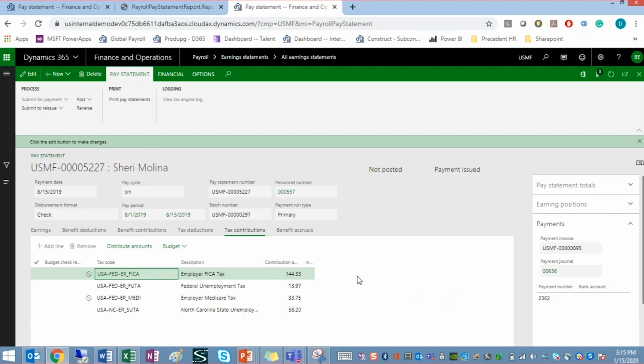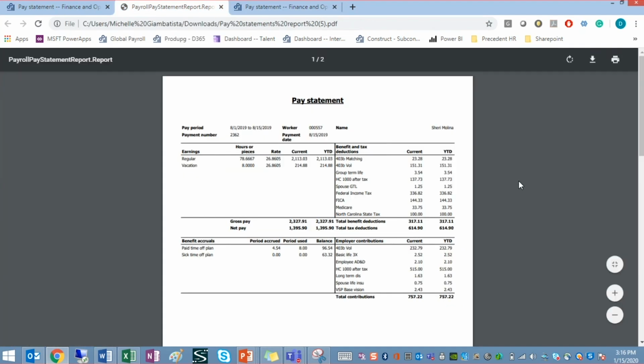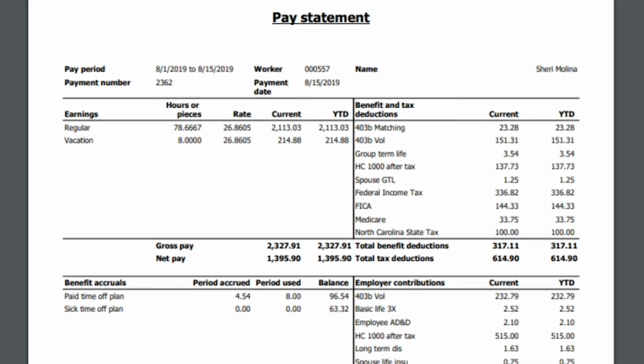This pay statement will also tell you what payment journal number this paycheck is coming out of. And it'll also tell you what payment number or check number, since she got paid via check, is on her pay statement. I did pre-print out her pay stub for you. And as you can see, this is the representative of your pay stub.